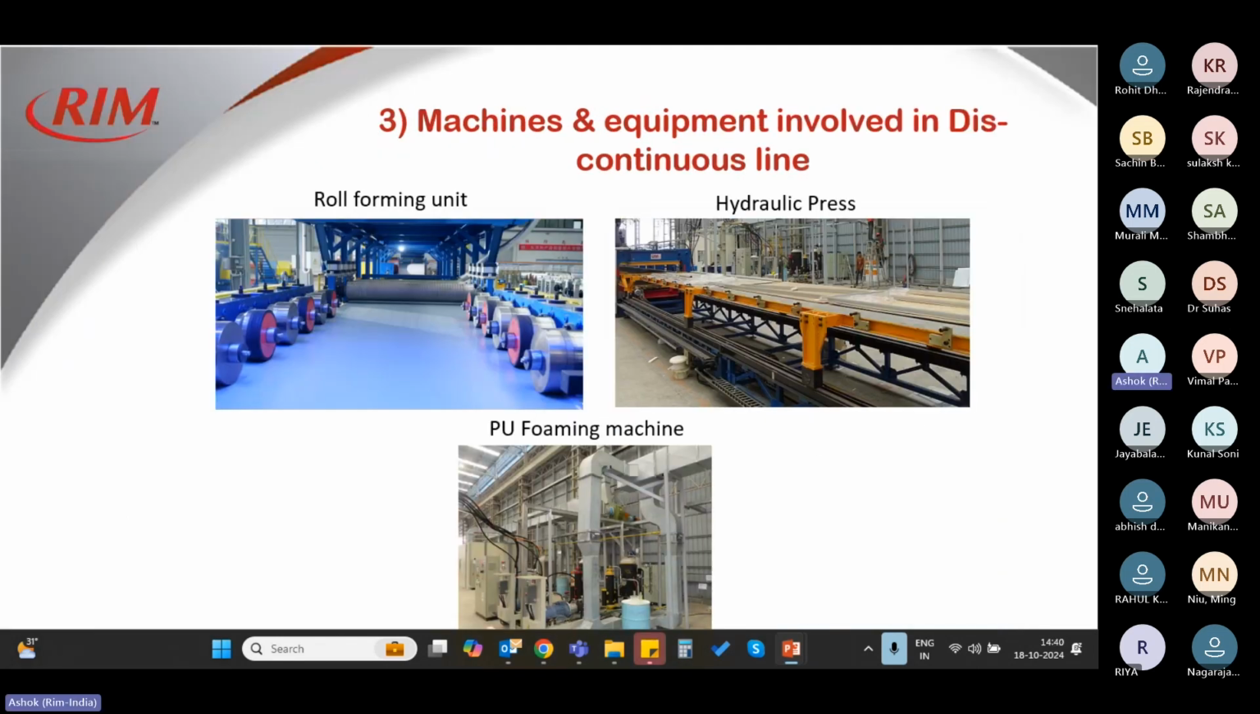The next slide is about machines and equipment involved in discontinuous line. So briefly, you can see here roll forming units, hydraulic press, and PU foaming machines. These are the main primary machines involved in discontinuous line. Of course, there are some other equipment as well, like corner presses or sheet metal bending machines and all. But the majority is these three machines required.